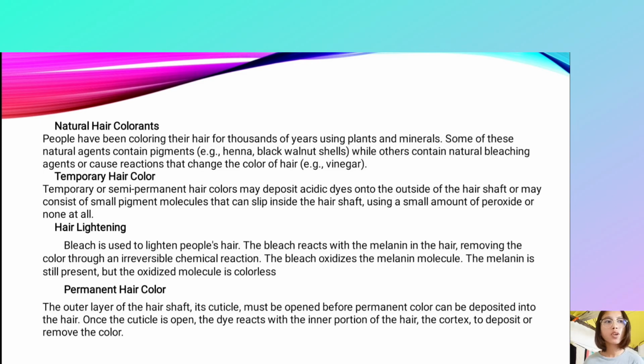Various types of alcohols and conditioners may also be present in hair coloring products. The conditioner closes the cuticle after coloring and helps protect the hair color.